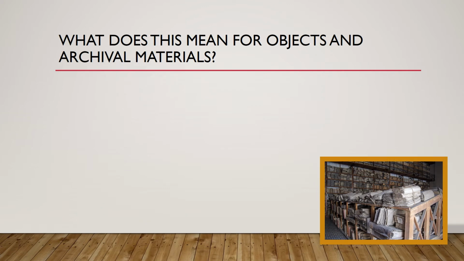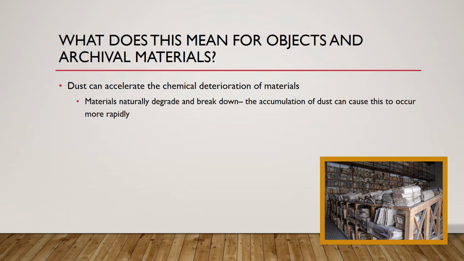Dust can have an effect on objects and archival materials. It can accelerate the chemical deterioration. Nothing is permanent. Everything degrades and breaks down naturally, but dust can actually accelerate this chemical process, since dust can be alkaline or acidic, and either of those can be harmful if they're at the extreme.